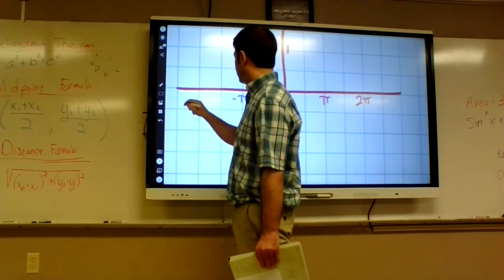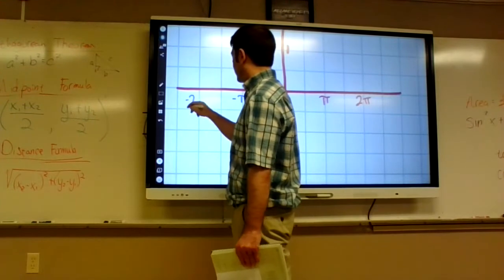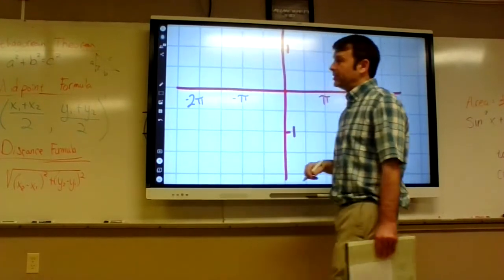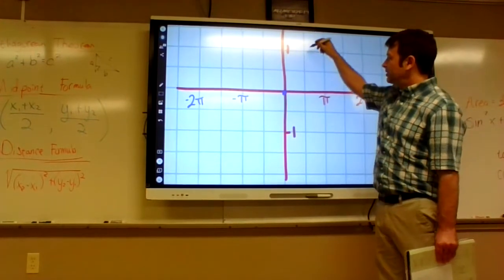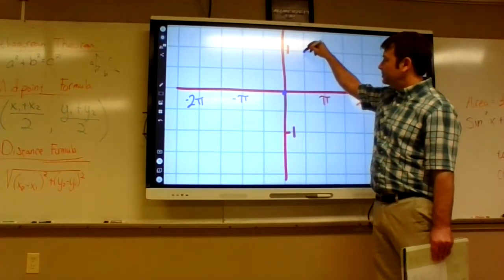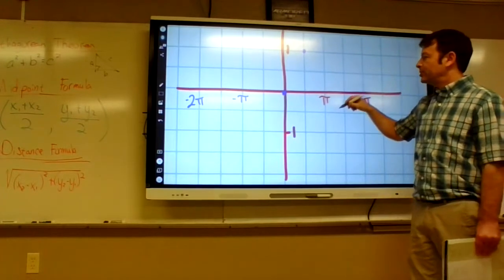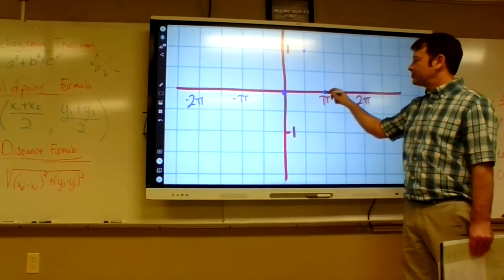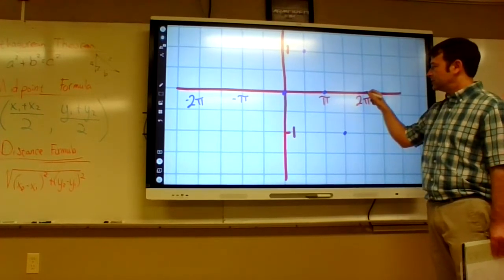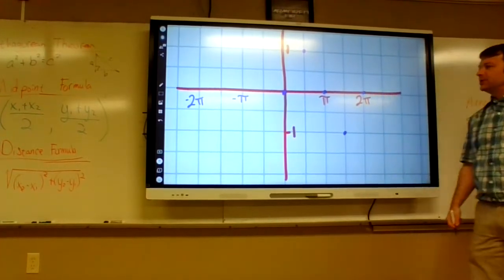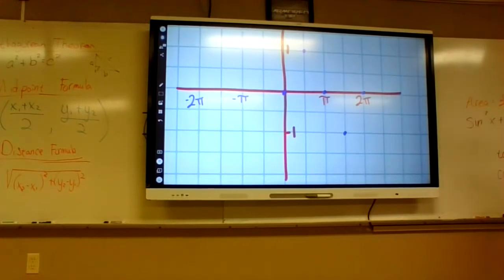Okay. Let's go backward then forwards one period. So it starts at 0, 0 going up. On the first step, it's going to be at the top at 1. On the second step, it's back down to 0. On the third step, it's at the bottom. And on the fourth step, it's back up to the middle, back up to 0.